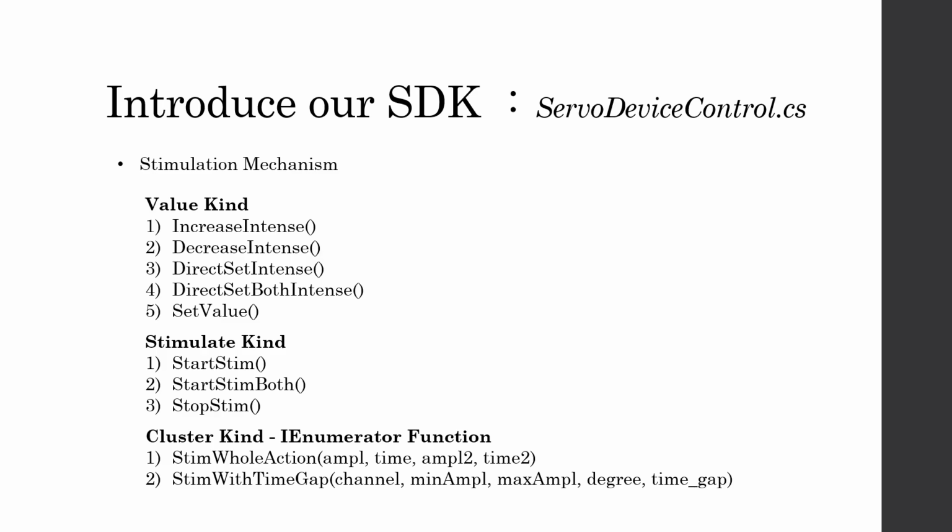And with the first, you can stimulate the whole two channels with this function, and the input values are: the first input is the first channel's amplitude, and the second is the stimulation time, and the third is the amplitude of the second channel, and the last is the stimulation time of the second channel.